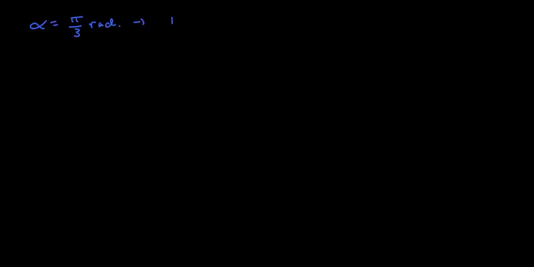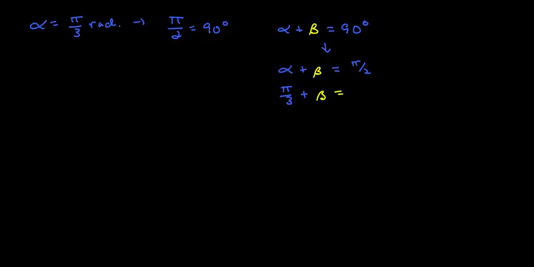So we know that pi over 2 is the same thing as 90 degrees. So alpha plus some other angle, we'll call it beta, should be equal to 90 degrees. So in terms of radians, we have alpha plus beta should be equal to pi over 2. Well, we know the alpha value that's given to us, that's pi over 3. Our beta value is what we don't know.